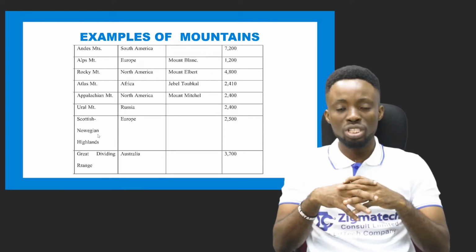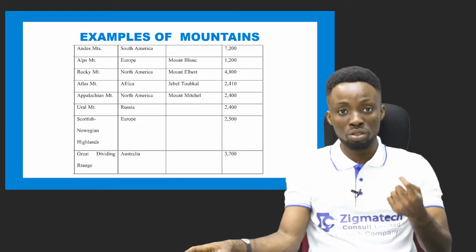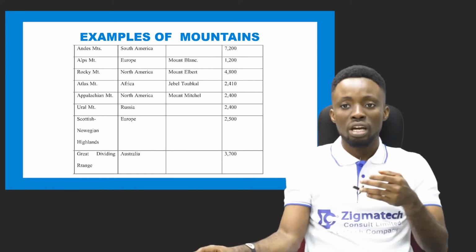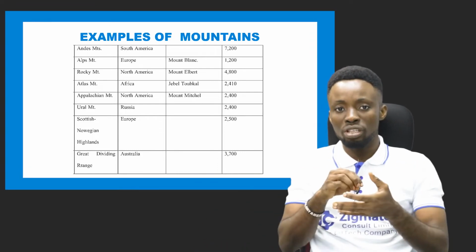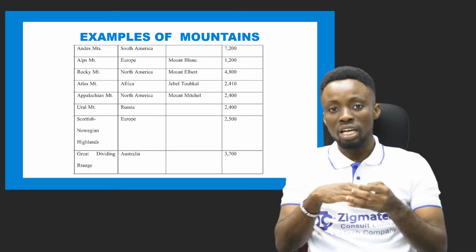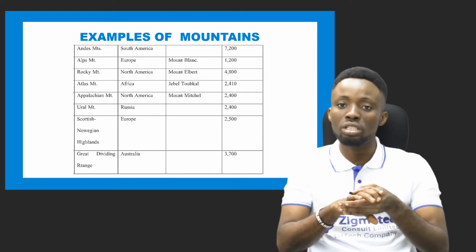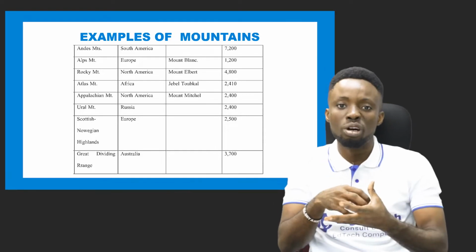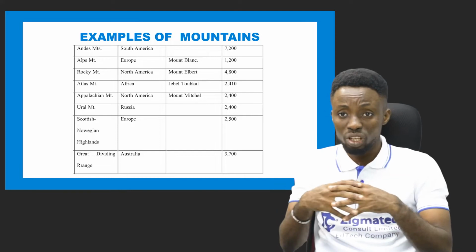Then if you go to South America, we have the Andes Mountain, which is a popular mountain we are going to look at in the next slides. And then we also have the Alps Mountain in Europe, which is found in the ranges of Mount Blanc, and it has a height of 1,200 meters. Then we have the Rocky Mountain in North America. Rocky Mountain is actually found in the mountain ranges of Mount Elbert, and it has a height of 4,800 meters.